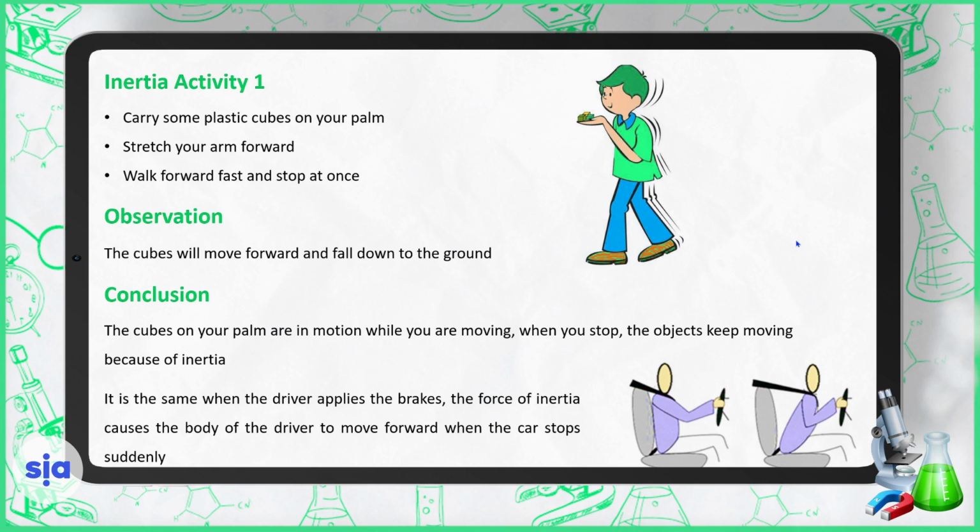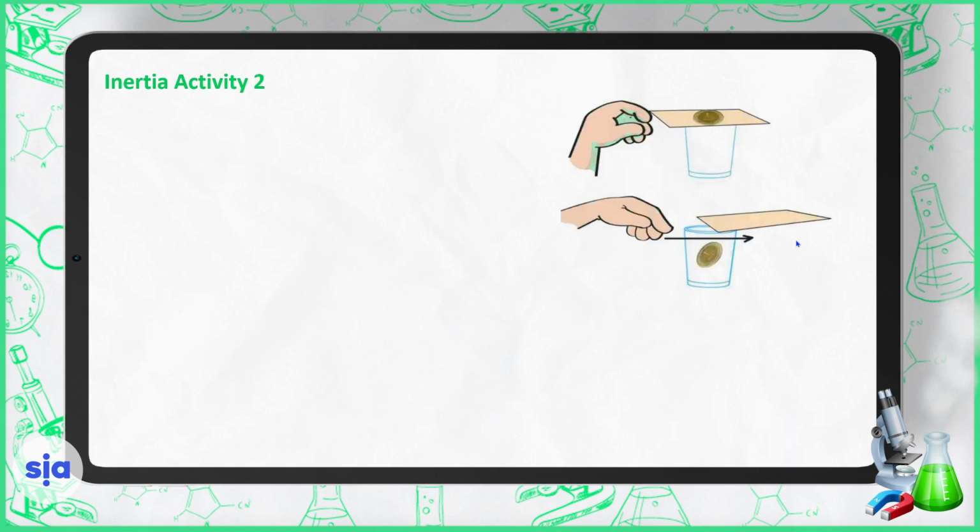It is the same idea when the driver applies the brakes. The force of inertia causes the body of the driver to move forward when the car stops suddenly. This is inertia activity 2.